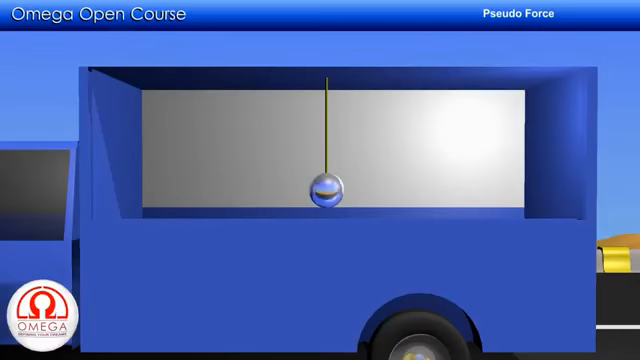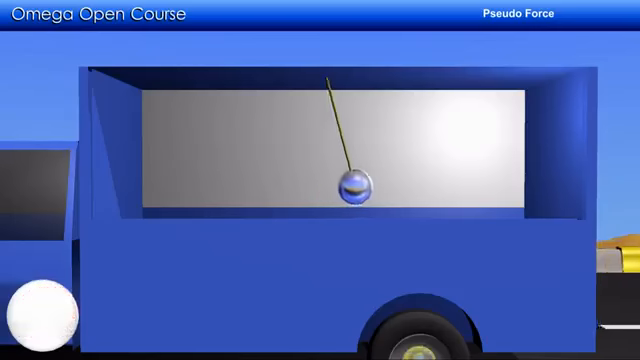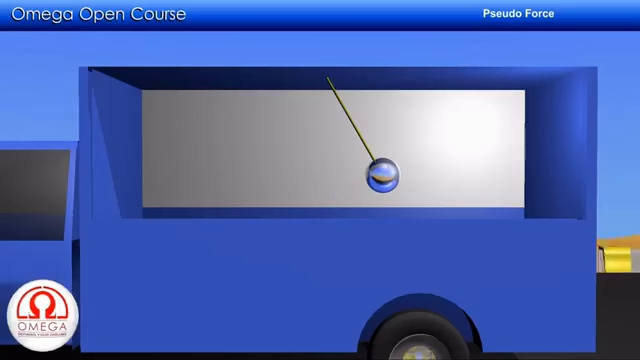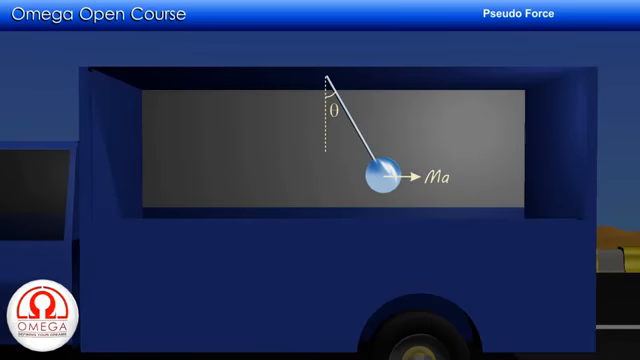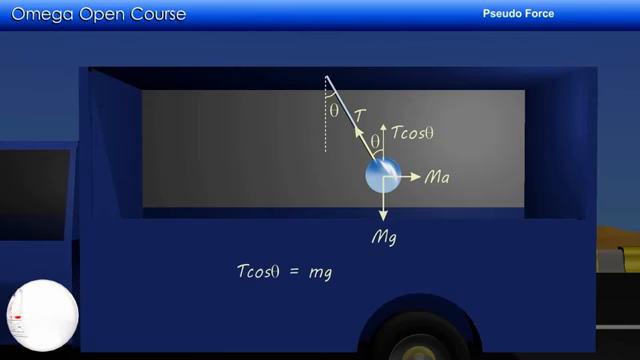Now let us look at the system with respect to the truck. As you can see, in this case the bob appears to be at rest, hence net force on it must be 0. But as our frame is accelerated, a pseudo force of magnitude ma will act on it in opposite direction. Gravity and tension will remain same as in previous case. Since the bob is at rest, net force on it must be 0, hence vertical component of tension must be equal to gravitational force or T cos theta must be equal to mg. Similarly, horizontal component of tension must balance the pseudo force, hence T sin theta must be equal to ma.